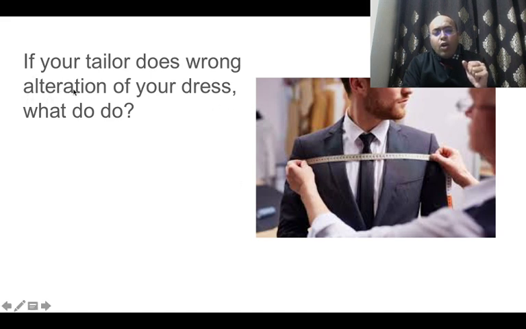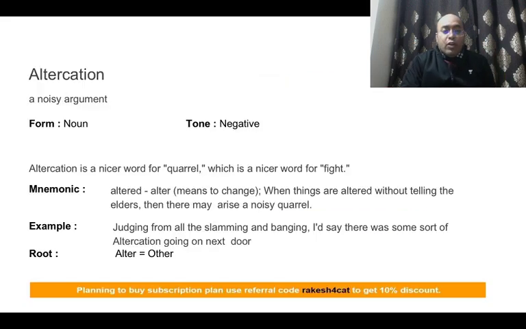From this word alteration, can we say that there is one word possible, that is altercation, right? Altercation. So what we are doing is that right after R we are inserting one alphabet C that we are trying to introduce here. So that'll be altercation. So let's see what this altercation is. It means a noisy argument. It is noun, and of course it is negative. So altercation is a nicer word for quarrel, which is a nicer word for fight.